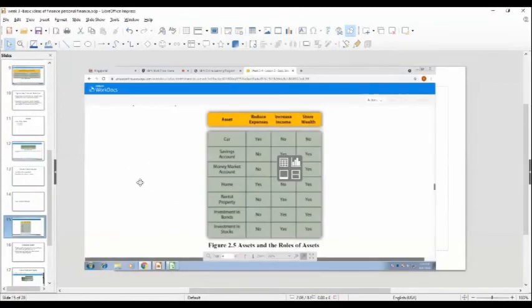So assets have different roles in our life. As we have here, the car, as an example, can reduce your expense, like your fare or taxi fare. Does it increase income? No, if you are not going to have this for rent. But if you want, you can have this for rent every weekend, so that is also another income to you. Is it a store of wealth? No. Why? Because the car has no appreciating value. Instead, it has depreciating value.